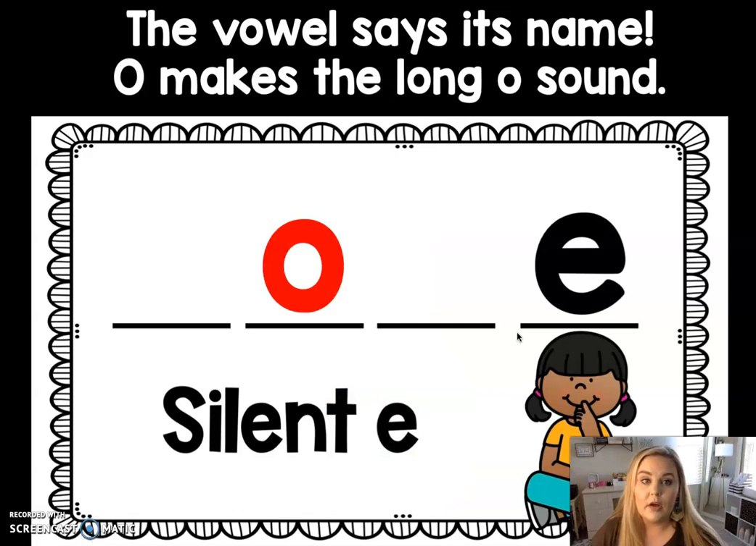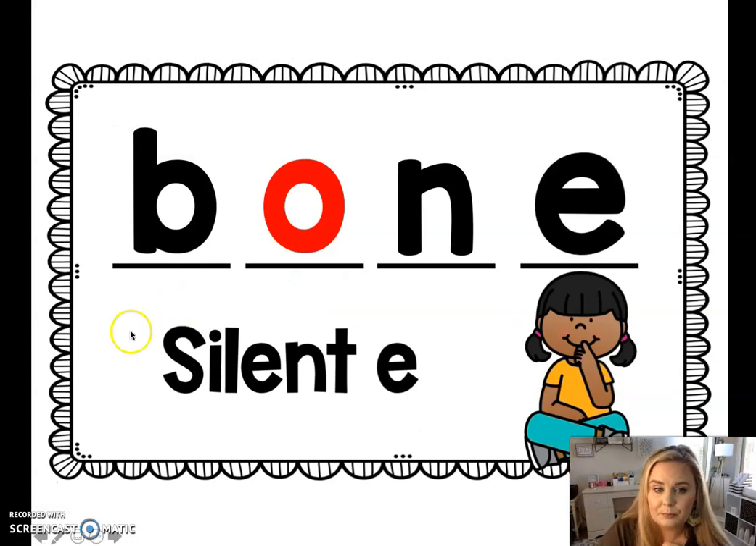Now we're going to move on to vowel letter O. So the vowel says its name. O makes the long O sound. Remember, we have short O, ah, and we have long O, O. So all of these are going to have super silent E at the end, which means we are not saying the sound ah, we are going to say the long vowel sound O. So are you ready to sound them out with me?